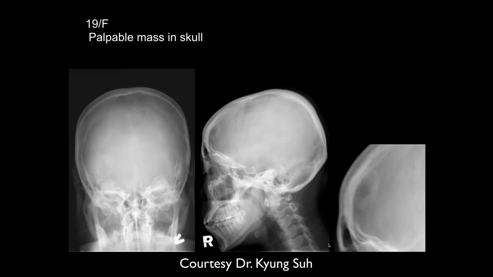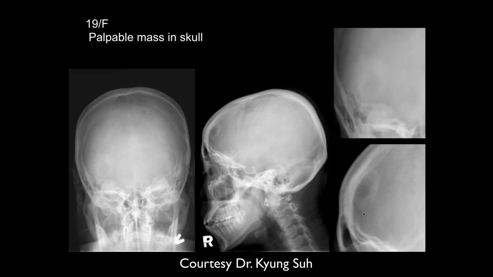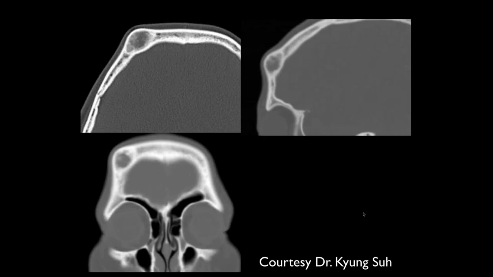Okay, Sahar. Okay, 2-year-old female with a palpable mass in the skull. It might be a lucent lesion with a sclerotic margin in the frontal bone right there. Yeah, same thing. You can see a thicker sclerotic margin. It is centered in the right frontal lobe, there is no bony erosion, it's just extension.